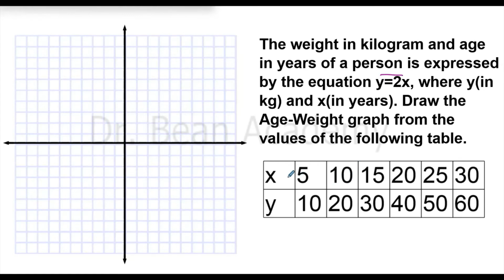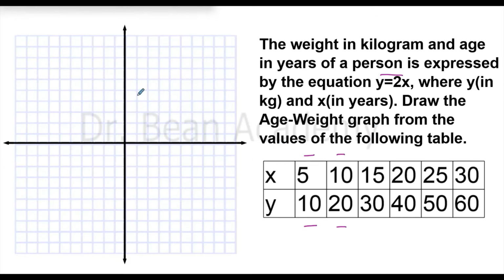So here x are the years. When the person was 5 years, his weight was 10 kilograms. When he was 10 years, his weight was 20 kilograms, and so on. I can get this trend from the equation y equals 2x. It means whatever was the age of the person, the weight was double that value. For example, when his age was 5 years, his weight was 10 kilograms. When his age was 10 years, his weight was 20 kilograms, and so on, because y equals 2 times x.